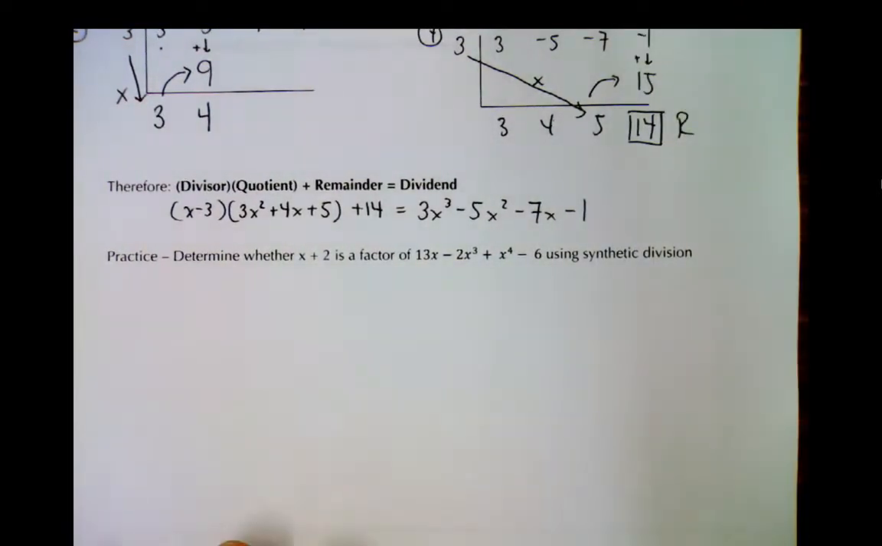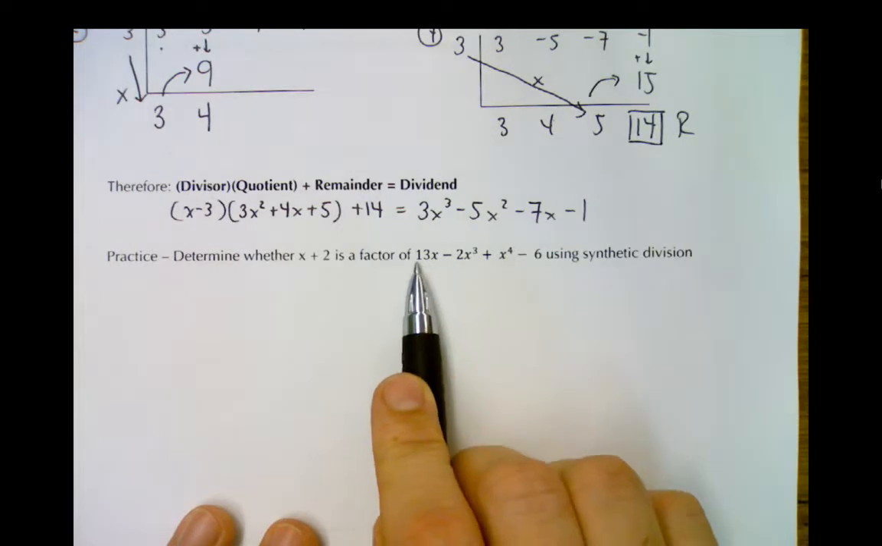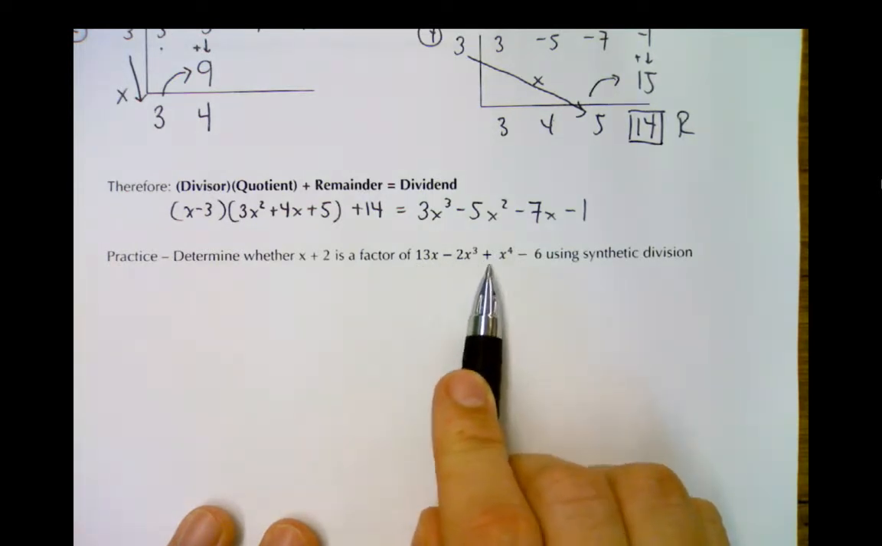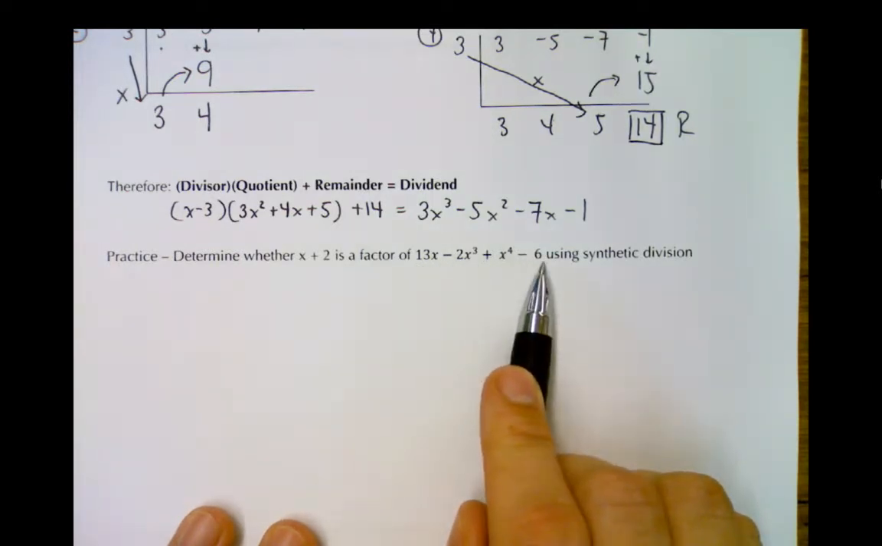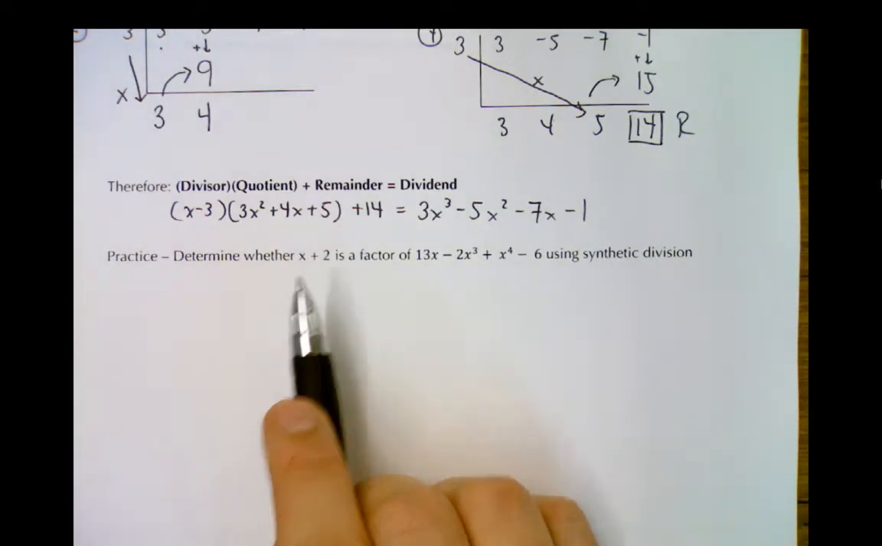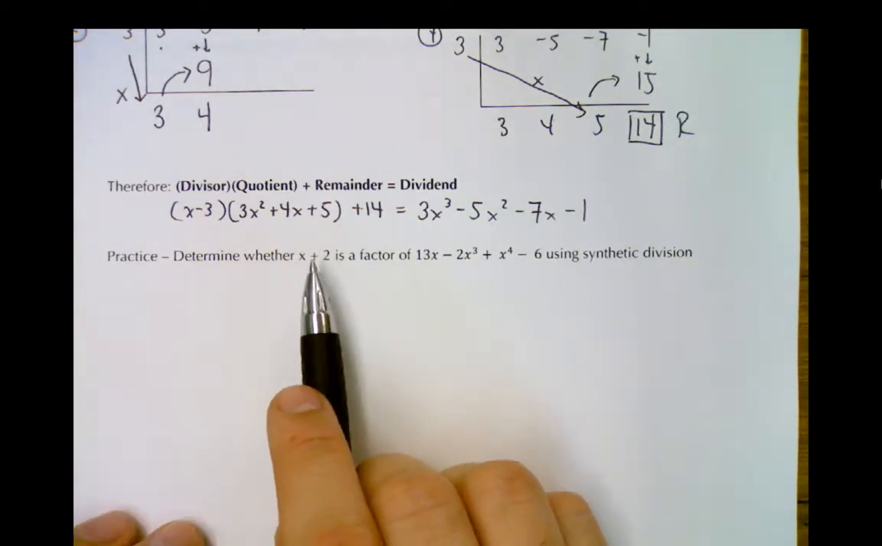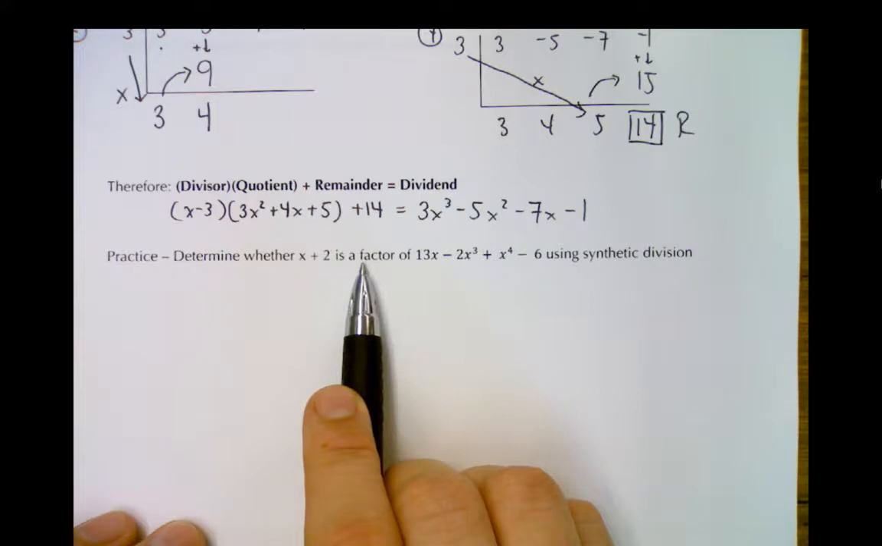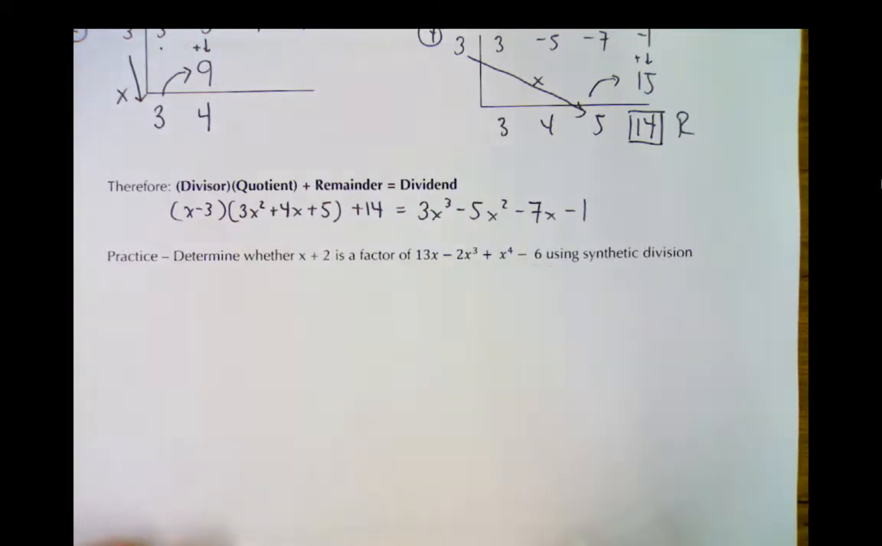We're going to divide x to the exponent 4 minus 2x cubed plus 13x minus 6 by x plus 2, and we're going to do it to determine whether x plus 2 is a factor of this polynomial. And we'll learn next lesson that it's a factor if it divides with no remainder.